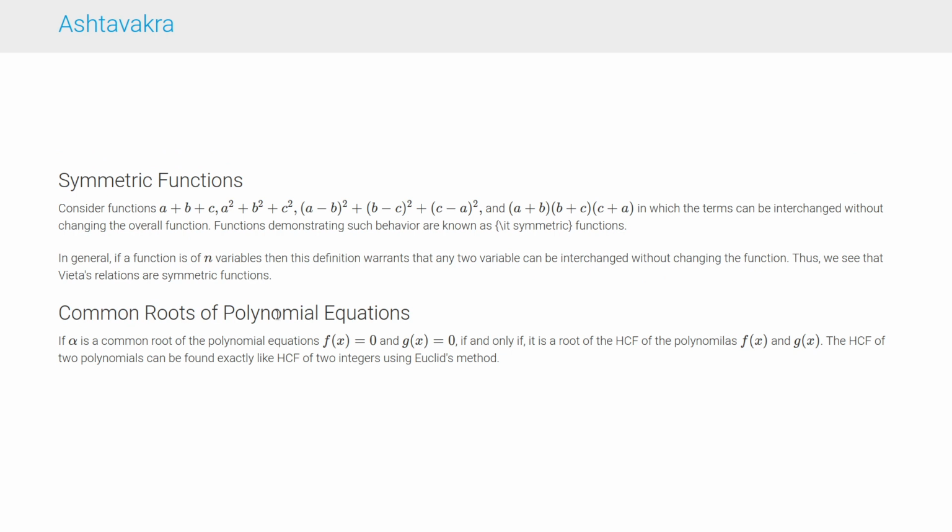Common roots of polynomial equations. If alpha is a common root of the polynomial equations f(x) equal to 0 and g(x) equal to 0, if and only if it is a root of the HCF of the polynomials f(x) and g(x). The HCF of two polynomials can be found exactly like the HCF of two integers using Euclid's method.